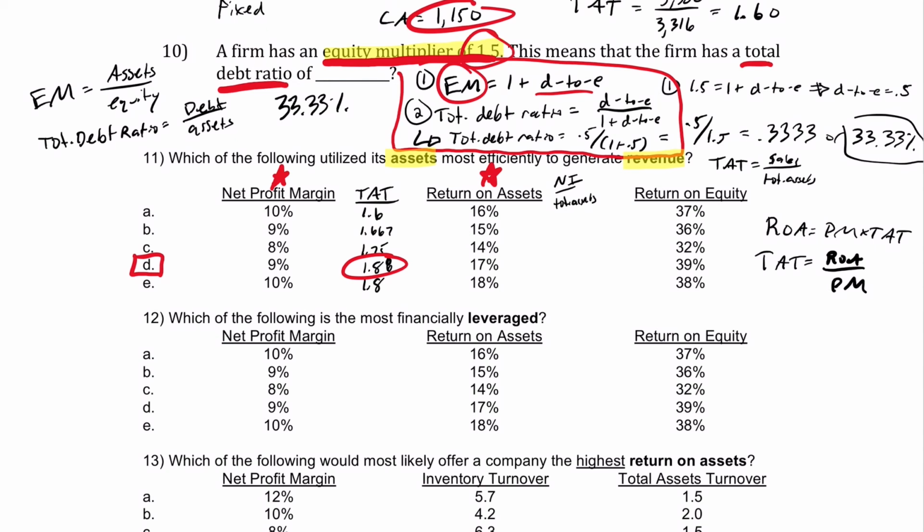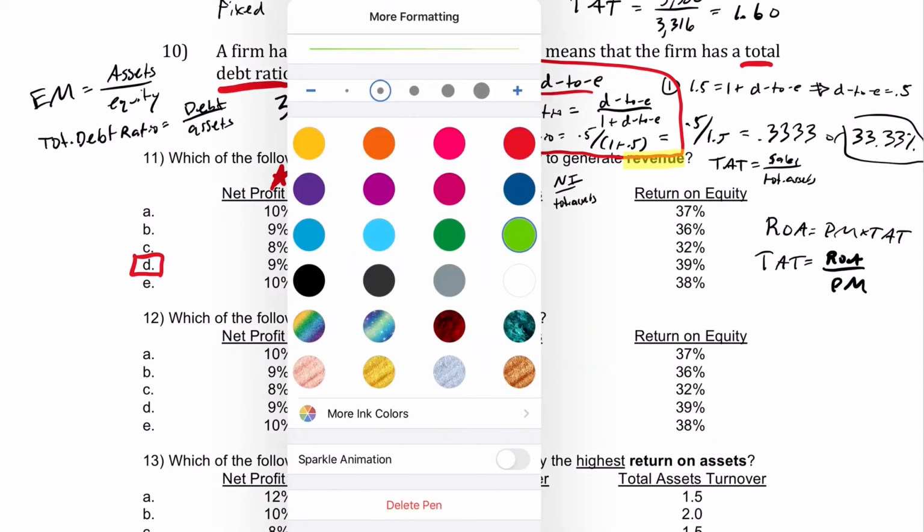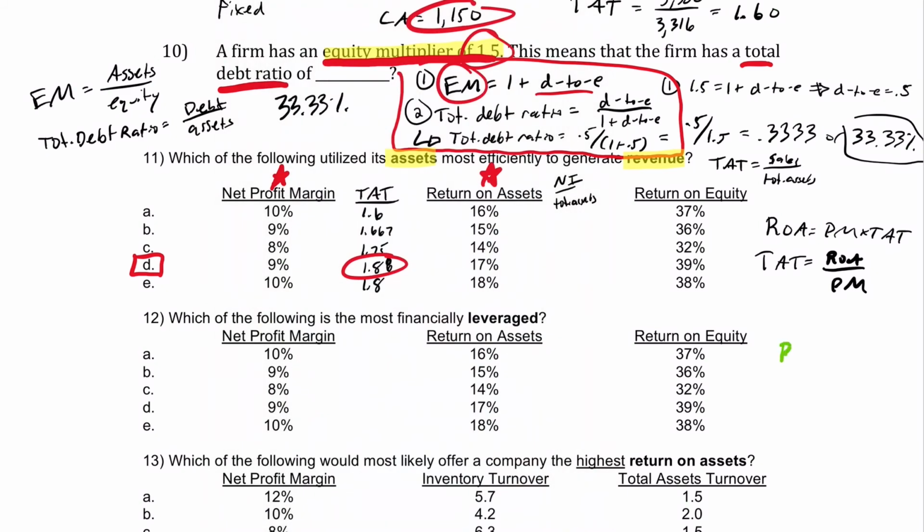So once again, I'm just going to restate my breakdown of what the DuPont is. Step 1 was to take ROE and break it down into ROA times the equity multiplier. Then we took ROA and broke it down into profit margin times total asset turnover. And then step 3 was to put it all together.